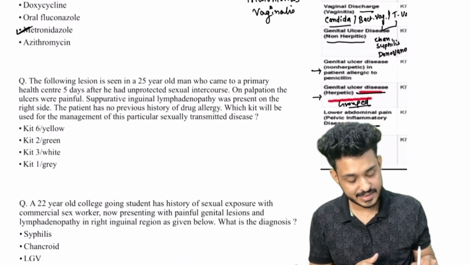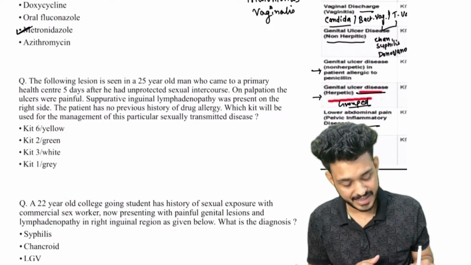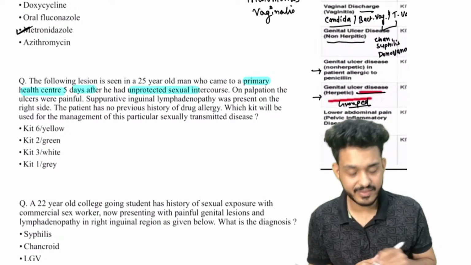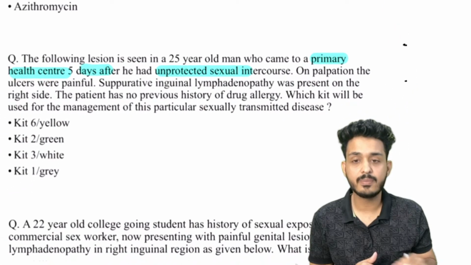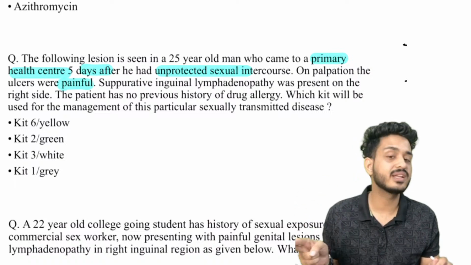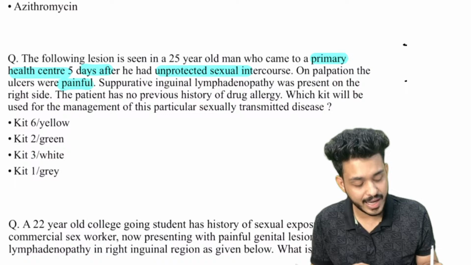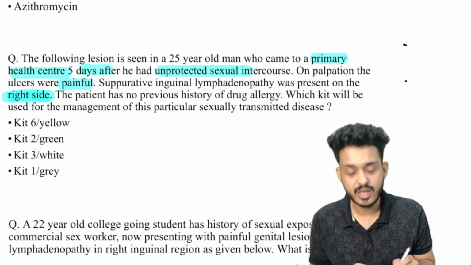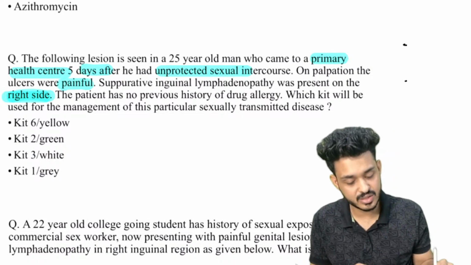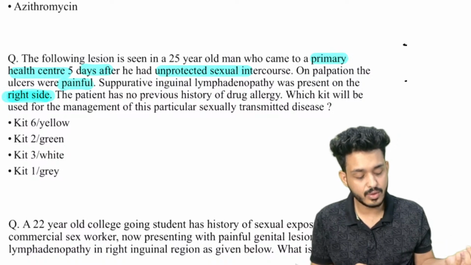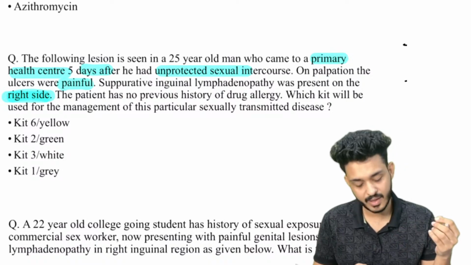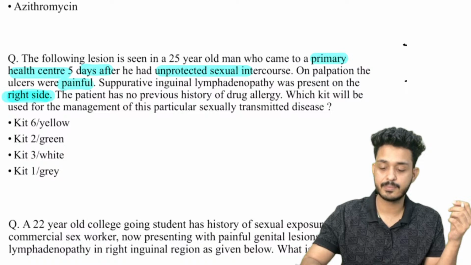The following lesion is seen in a 25-year-old man who came to a primary health center 5 days after having unprotected sexual intercourse. On palpation, the ulcers were painful. Painful ulcers can have two etiologies: either herpes or chancroid. Suppurative inguinal lymphadenopathy was present on the right side. Unilateral inguinal lymphadenopathy. First try to make the diagnosis. The patient has no previous history of drug allergy. Which kit will be given for this particular patient?